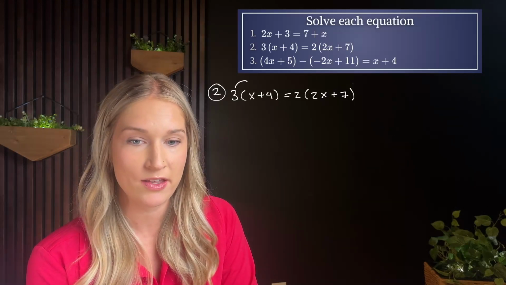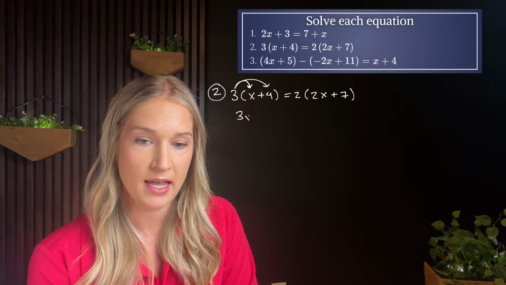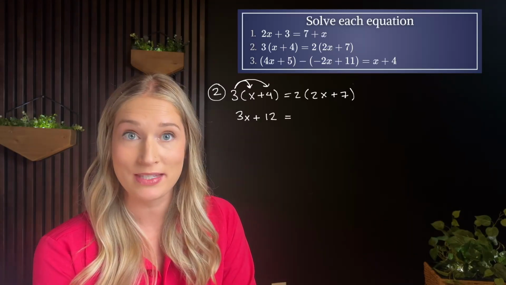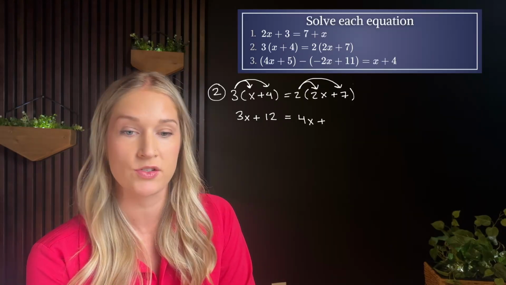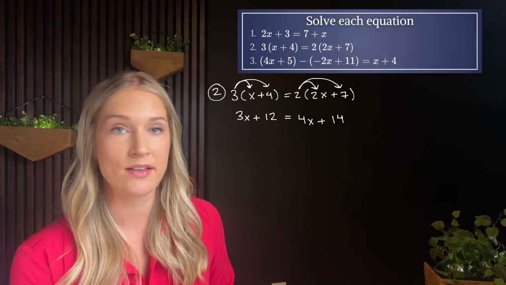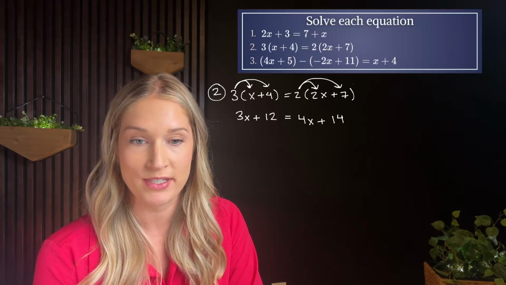So I'm going to take that 3 and distribute it in, giving me 3 times x plus 3 times 4, which is 12. And on the right, I have the same thing, but now it's a 2. So I end up with 2 times 2 is 4x plus 2 times 7 is 14. Now I've simplified. There's nothing else that I can multiply, add, subtract, or divide. So now I start moving things from one side to the other.